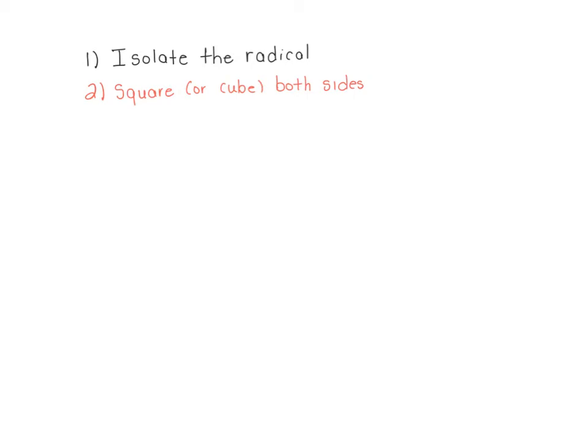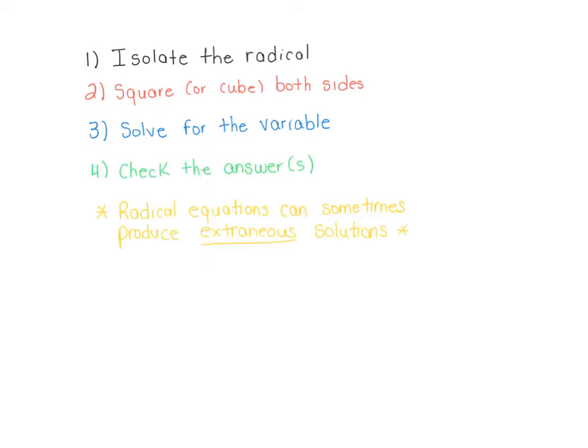Now, we'll square if it's a square root, and we will cube if it's a cube root equation. Then, just like any other equation, we want to solve for the variable. So whatever variable we're given, we want to isolate that on one side of the equal sign. And then our last step will be to check the answer or answers. And we want to make sure we do this especially with radical equations, because these equations can sometimes produce what we call extraneous solutions, which means it looks like a perfectly good answer, but when we go ahead and plug it in, it actually doesn't make the equation true.